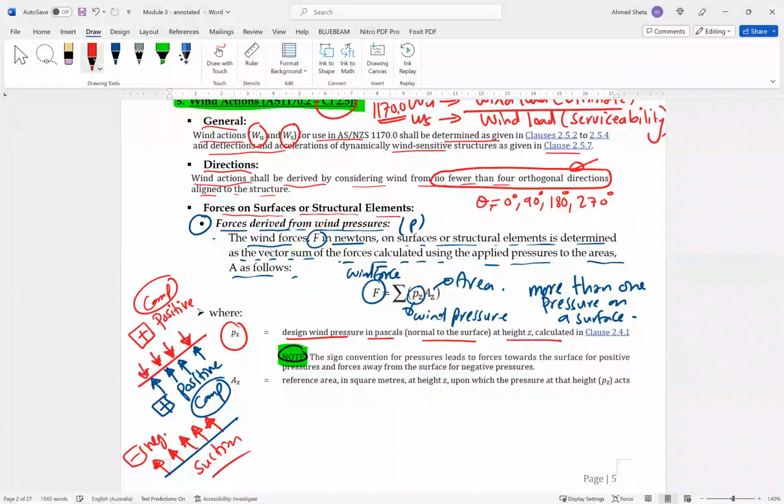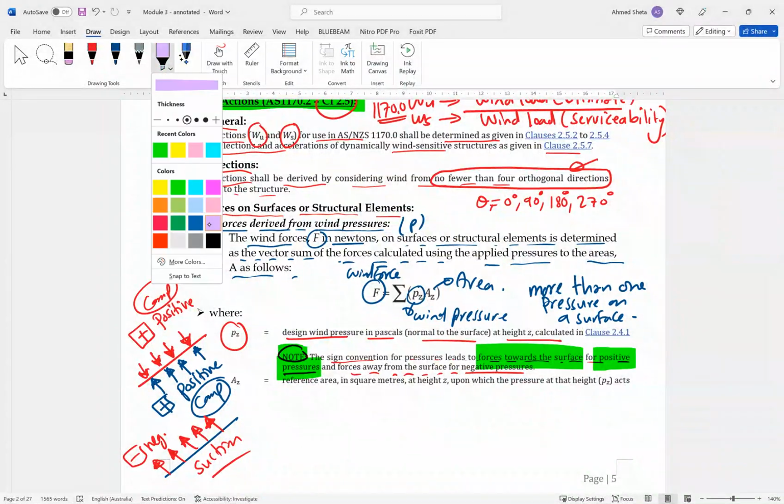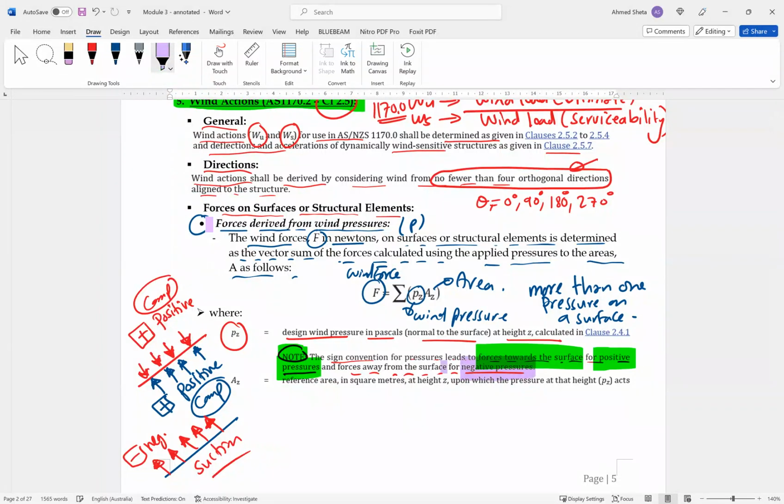So the sign convention for pressure leads to the force towards the surface for positive pressure, and forces away from the surface for negative pressure. So positive pressure is forces towards the surface. Negative pressure is forces away from the surface. This is important to notice here.